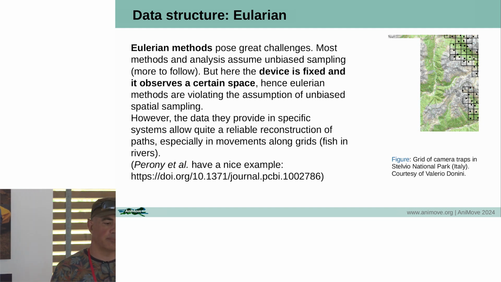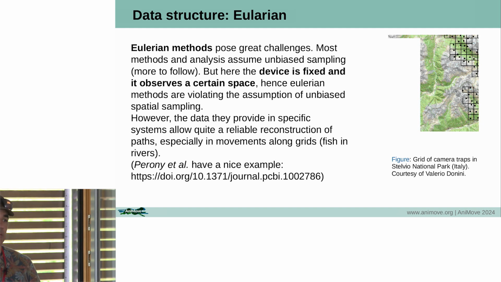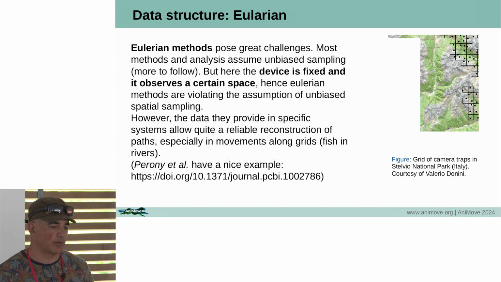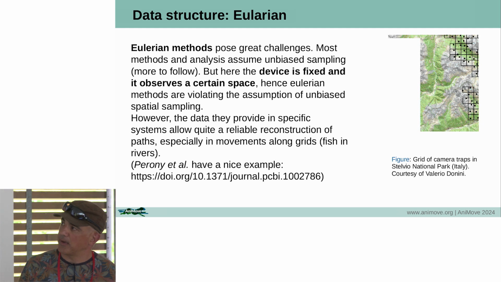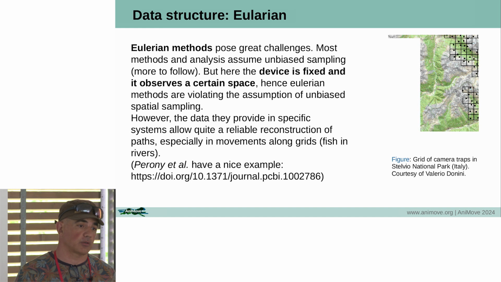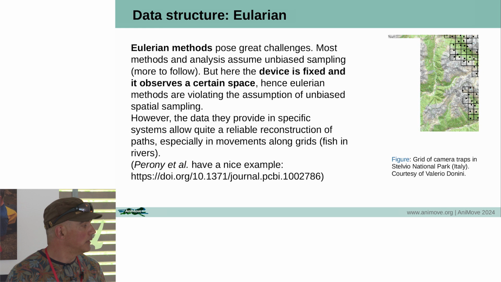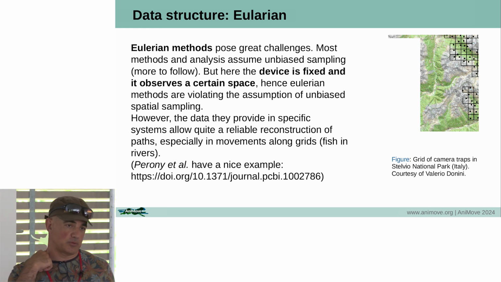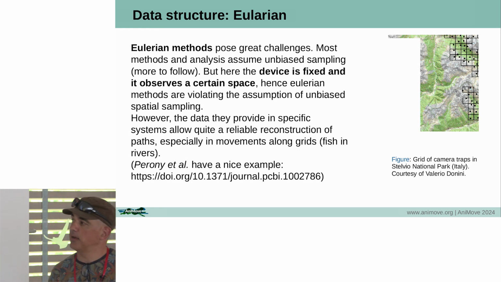So the Eulerian methods in general pose a great challenge. It's not easy because we really need to translate between the spatial representation into something that is a movement representation. There is the assumption of unbiased sampling, but the devices are fixed and observation is happening in a certain place. Some cameras might not be able to detect individuals at night, or, although you can detect that there was an individual, you can't detect its individual identity. So they can be used.